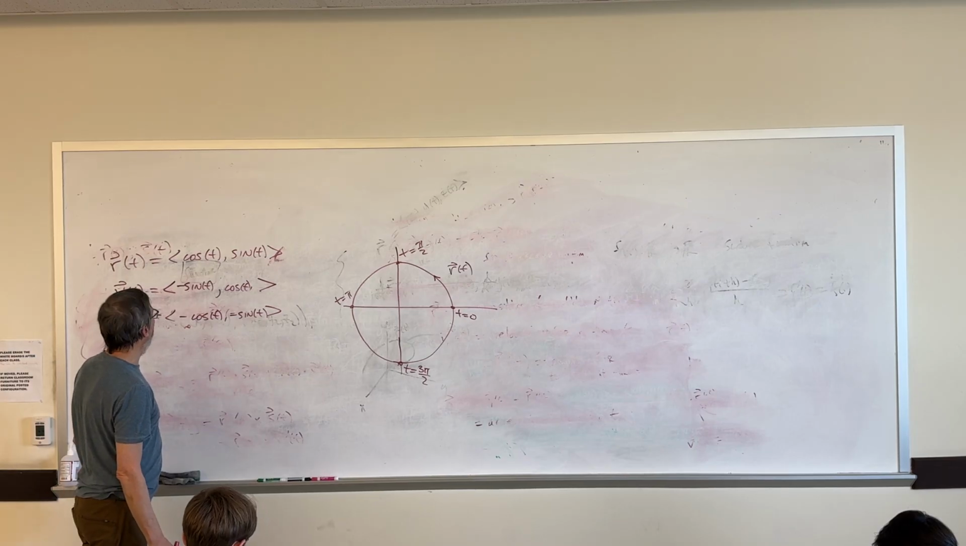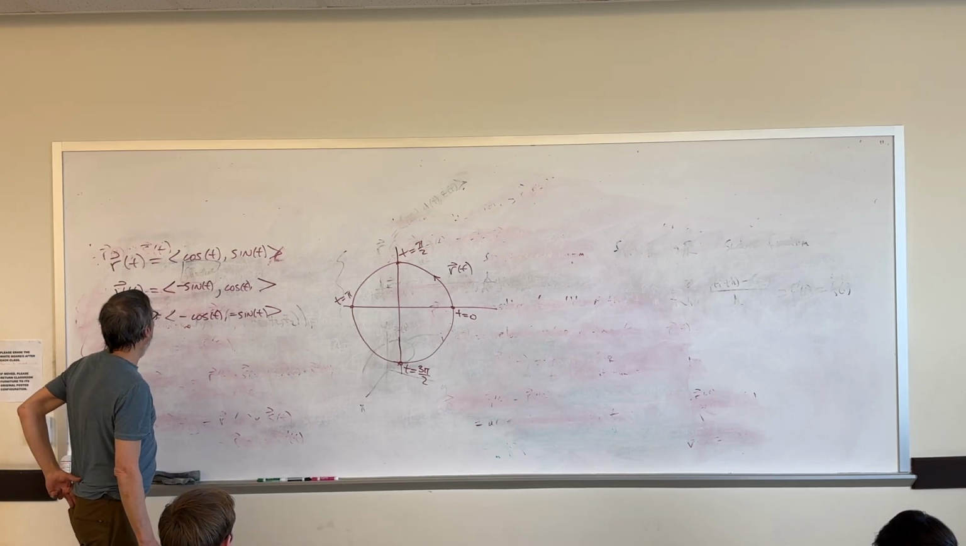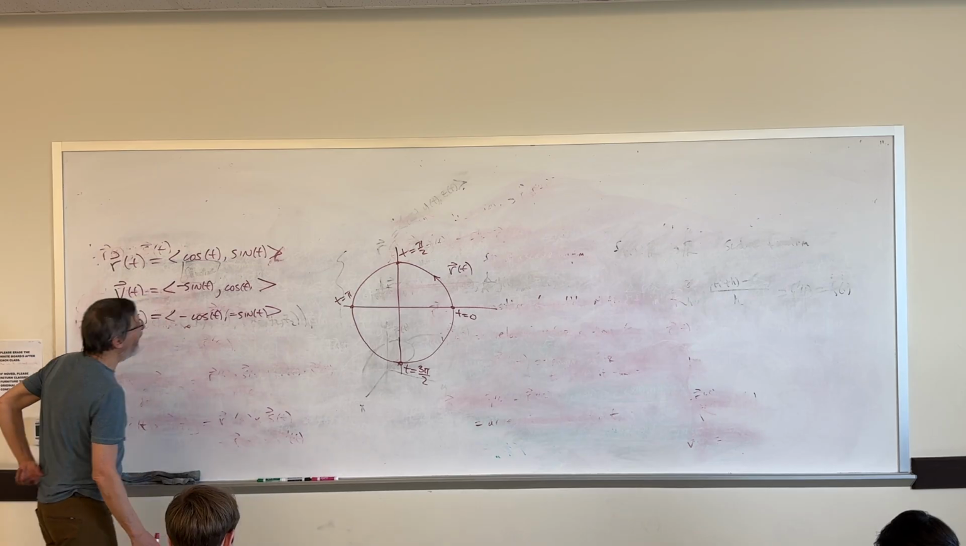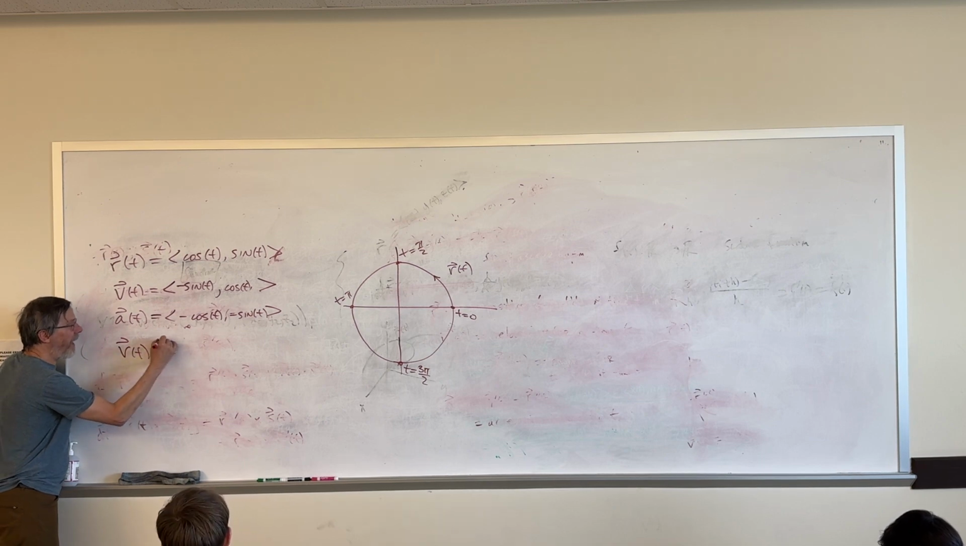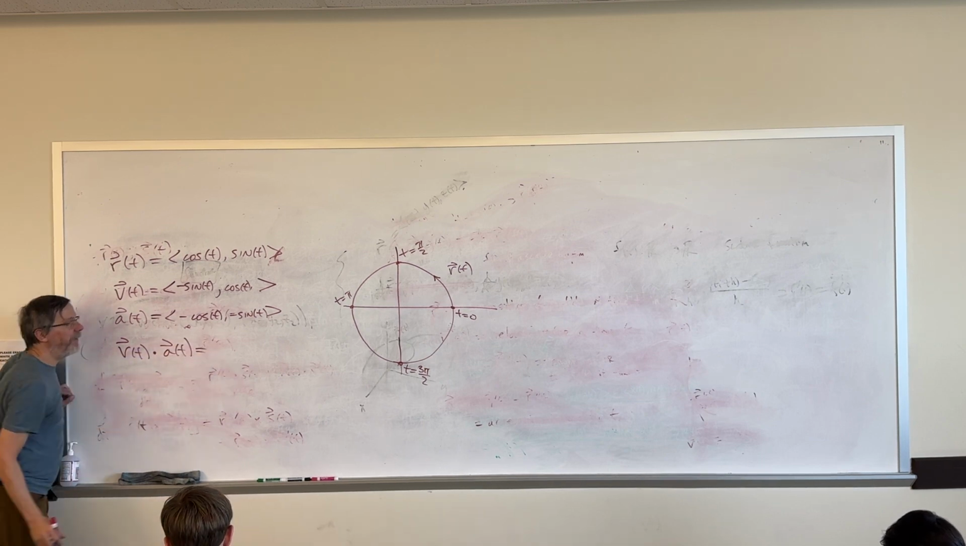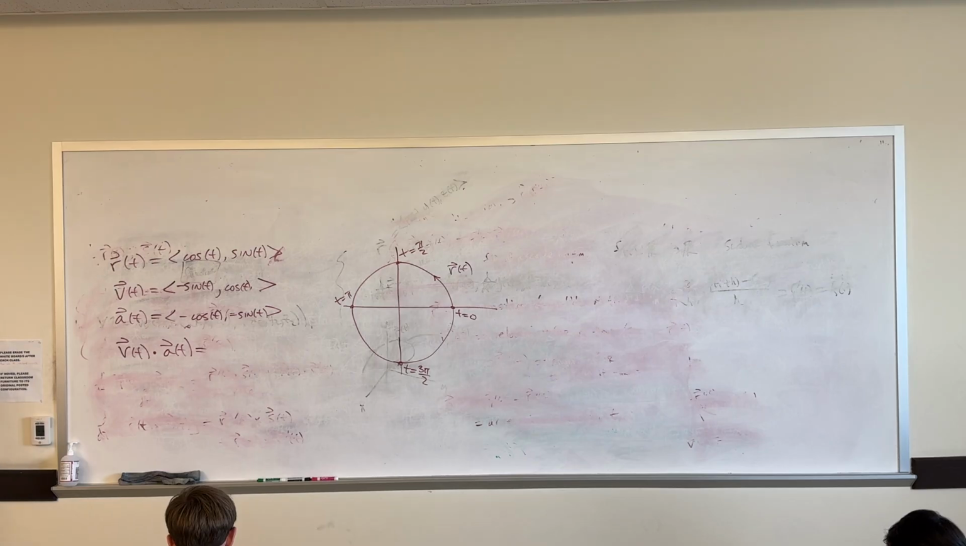So, let's take a look at some things here. Actually, let's look at just a really cool fact. Let's take v of t dotted with a of t. Can you please compute that? You might already know the answer, but just compute it anyway. Just see it mathematically. And then we'll understand some cool physics stuff from a math point.